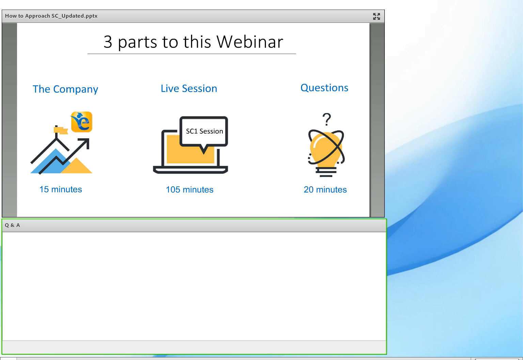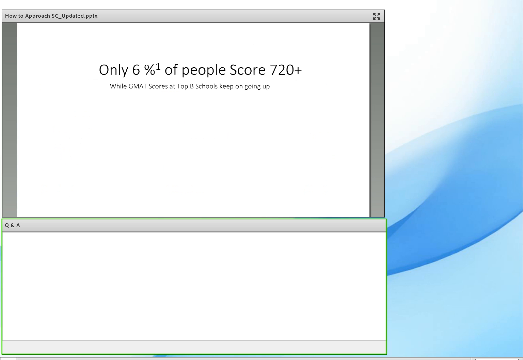Okay, with that, let's go through the first part, which is 15 minutes, an introduction to e-GMAT. So early on, I asked this question: what's your target GMAT score? And around 60% of you wanted to score 720 or higher. In fact, many of you wanted to score much higher than that. And while that may be the case, statistically, only 6% of the people get to those scores.